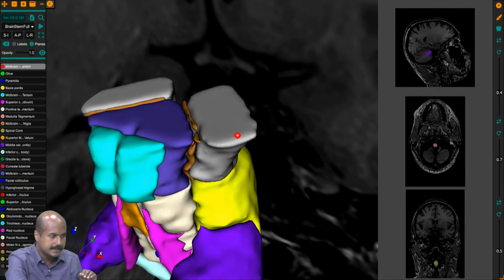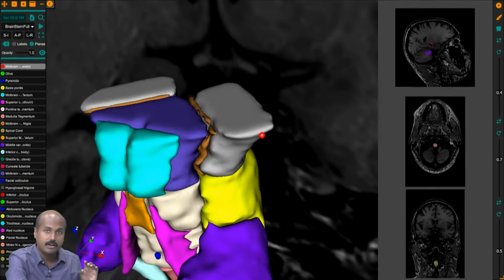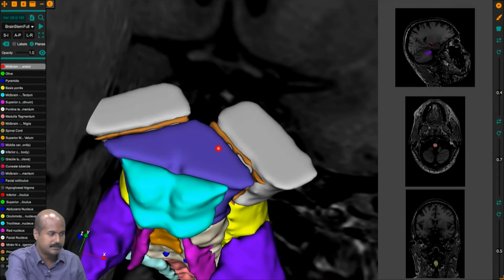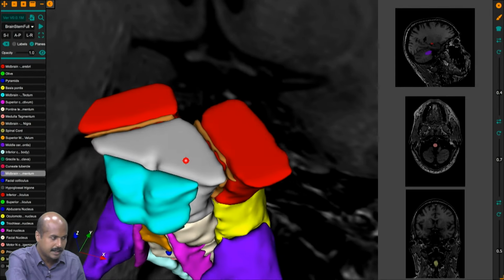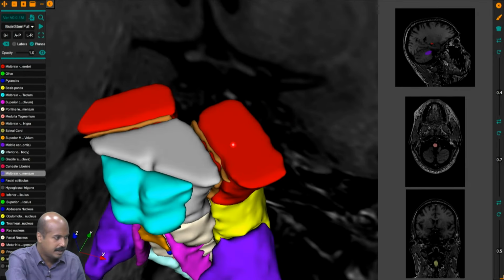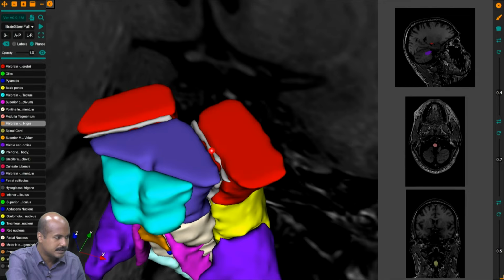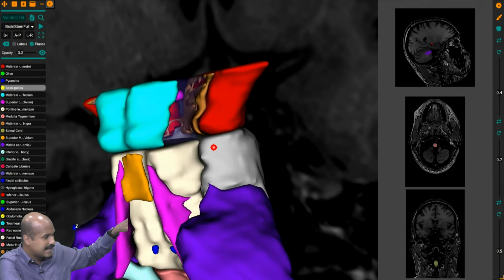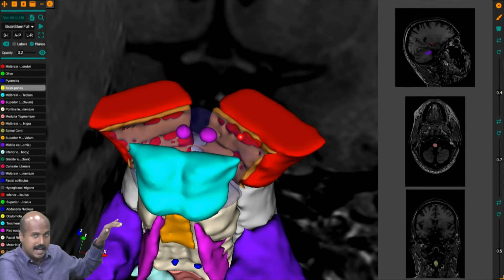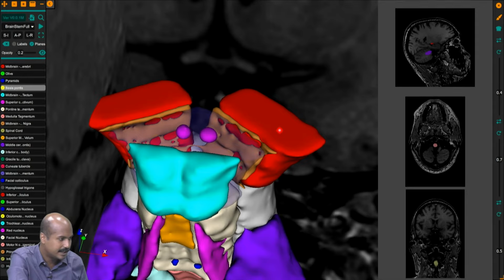Now in between this and this structure is the tegmentum of the midbrain. Between the tegmentum and the crus cerebri you can see the substantia nigra. I'll take this tegmentum and reduce its opacity to make the substantia nigra clearer. You can see how the substantia nigra, the brown colored structure, is sandwiched between the crus cerebri in front and the tegmentum behind. It's very clearly seen.